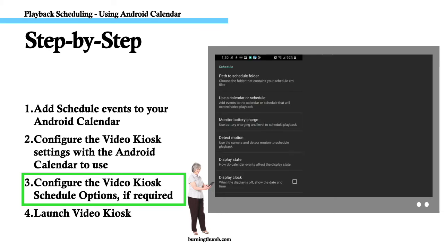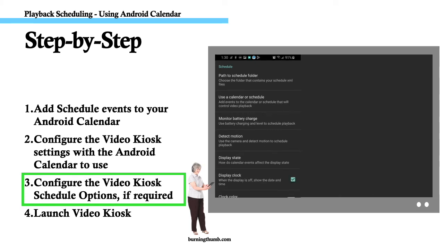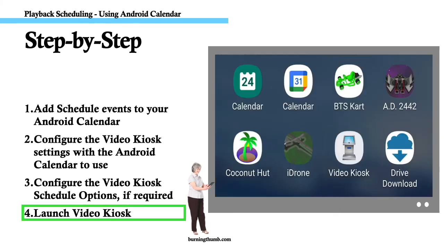However, Valerie wants to display a clock when her menu isn't displaying, so she knows that Video Kiosk is working when she comes in the morning. To display the clock, go to the settings and set Display Clock to On.